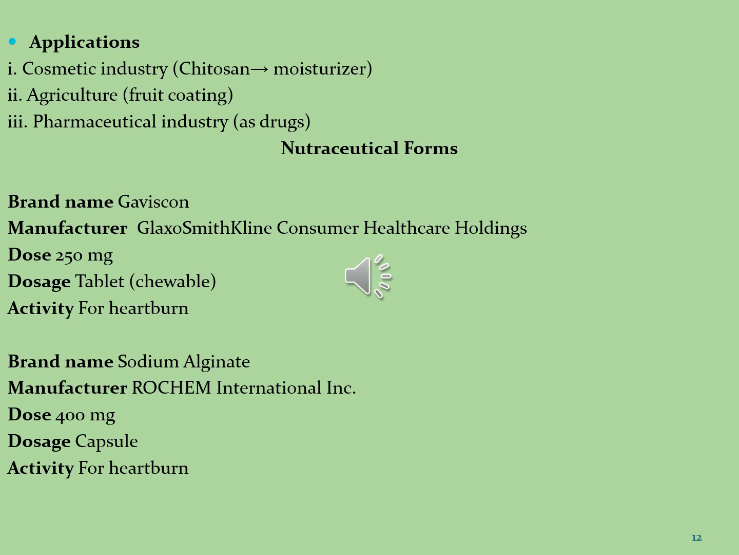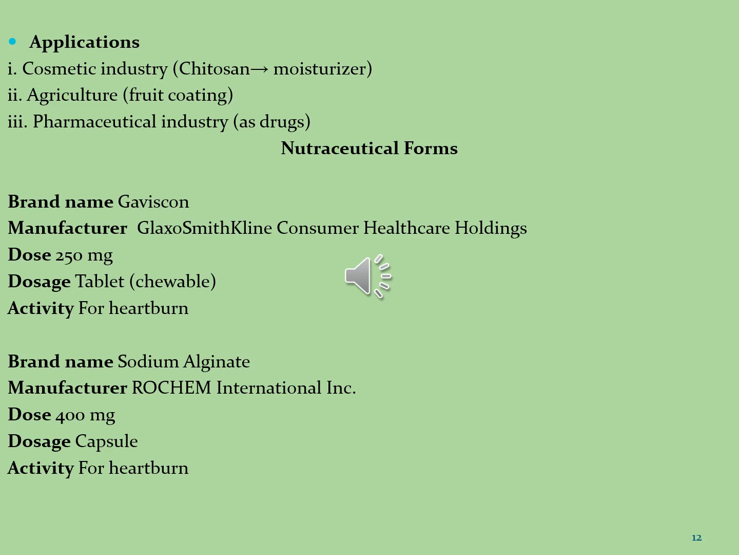Now we discuss some important pharmaceutical brands in which phytoconstituents or carbohydrates are used as the active source. The first product is Gaviscon, which is a very famous and reputed brand of GlaxoSmithKline Consumer Healthcare Holdings. We take its dose as 50 milligrams per day. It is formulated in chewable tablet dosage form. It is used for heartburn.